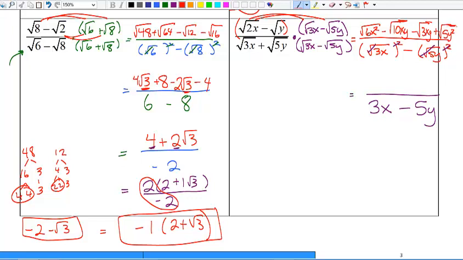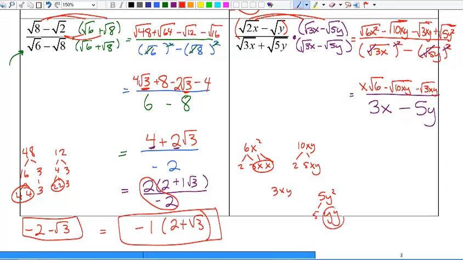So it looks like some of these are going to reduce. 6x squared, 6 can break into 2 and a 3, but that's not a pair. But x and x is a pair. So the x comes out and the root 6 stays home. Both the 2 and the 3 stay home and multiply. In 10xy, we have 2 and 5 and x and y, no pairs. In 3xy, again, no pairs. In 5y squared, well, that's 5y times y. So the y gets to come out, and the 5 stays inside.